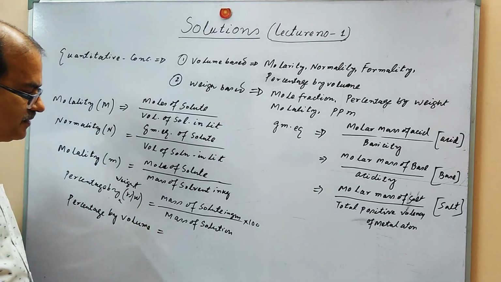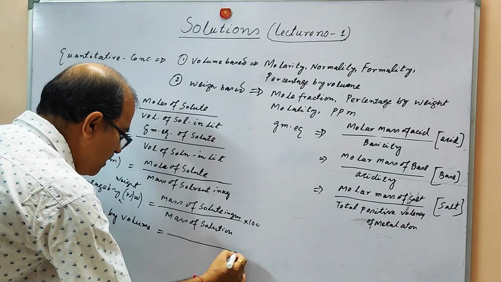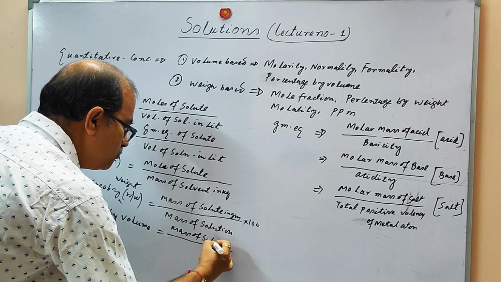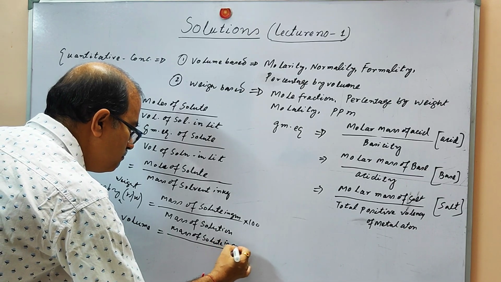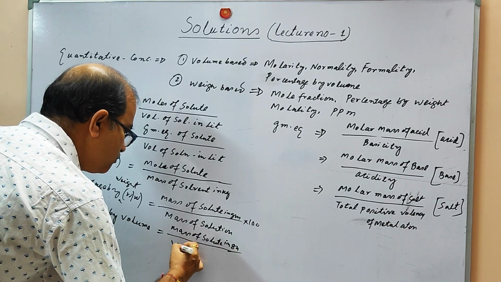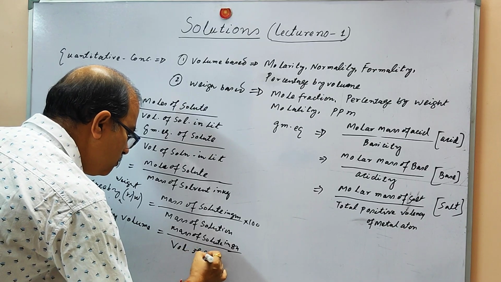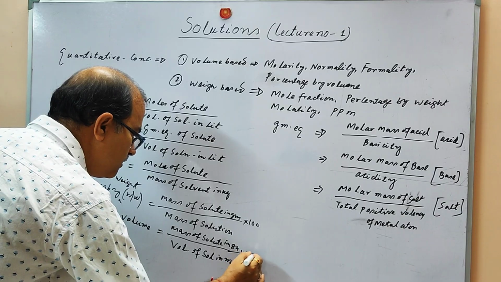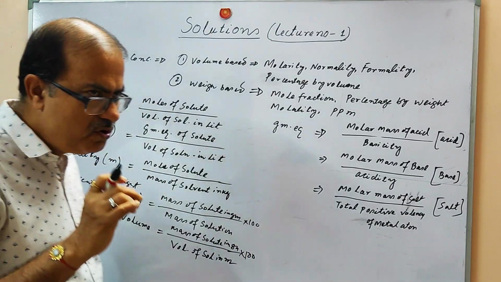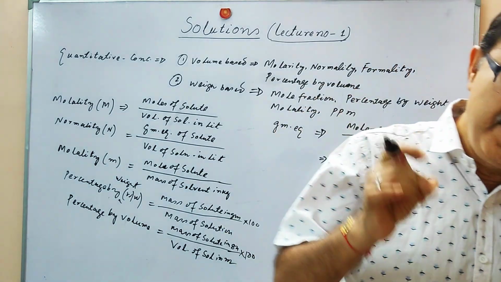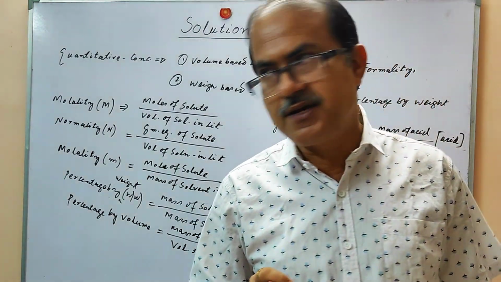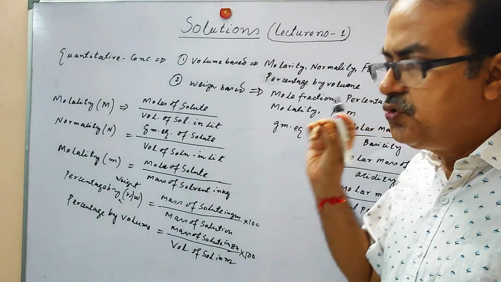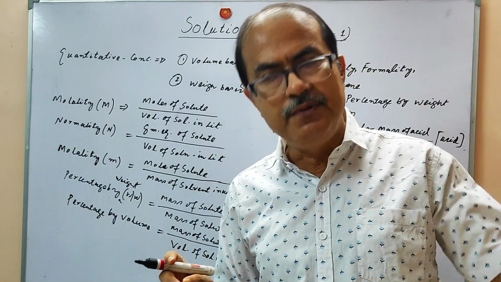Percentage by volume is the mass of the solute in gram divided by the volume of solution in milliliter, multiplied by 100. It means the amount of solute present in gram in 100 milliliter of the solution. Both of these are applicable for those solutions where the solid has been dissolved in the liquid.